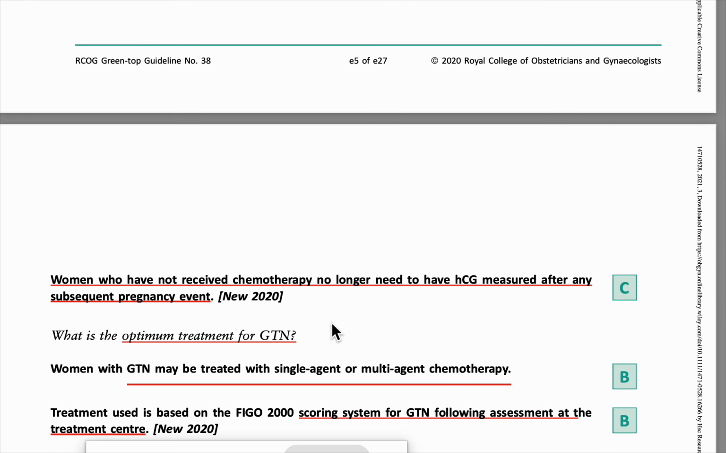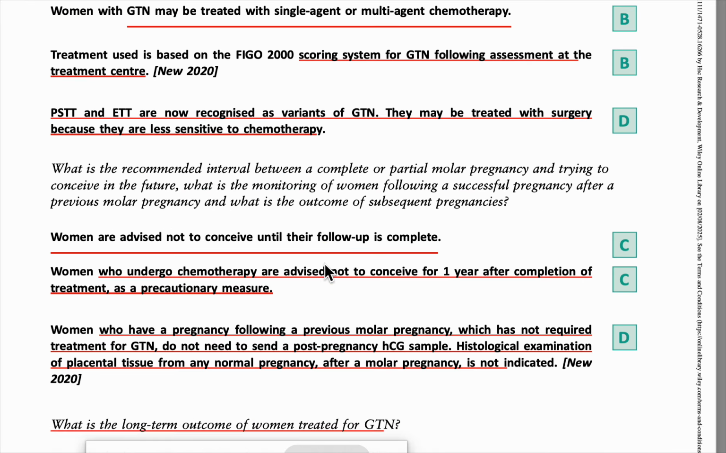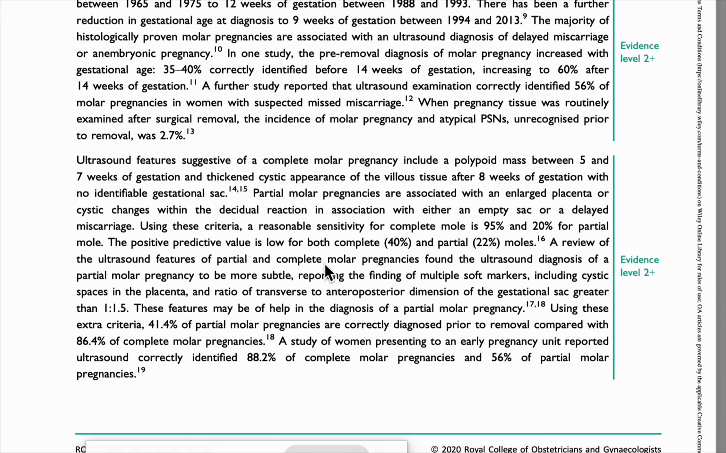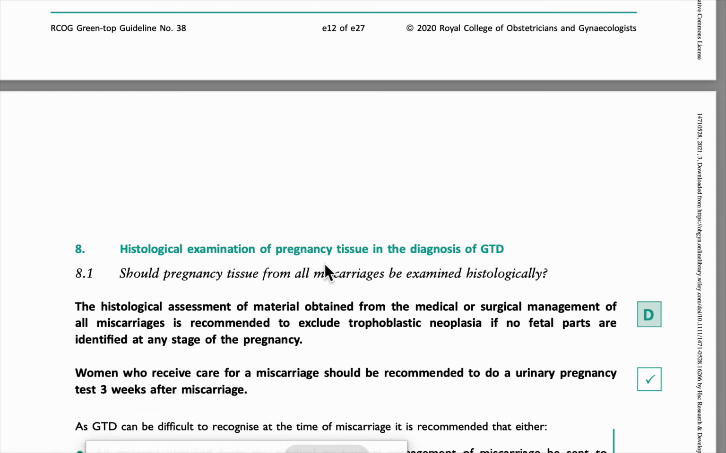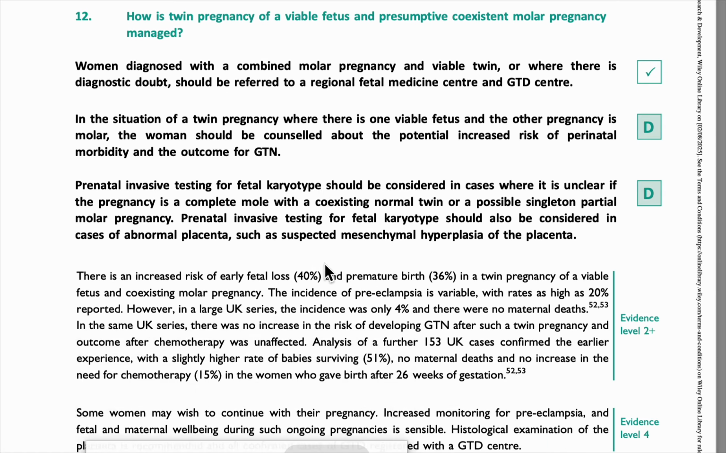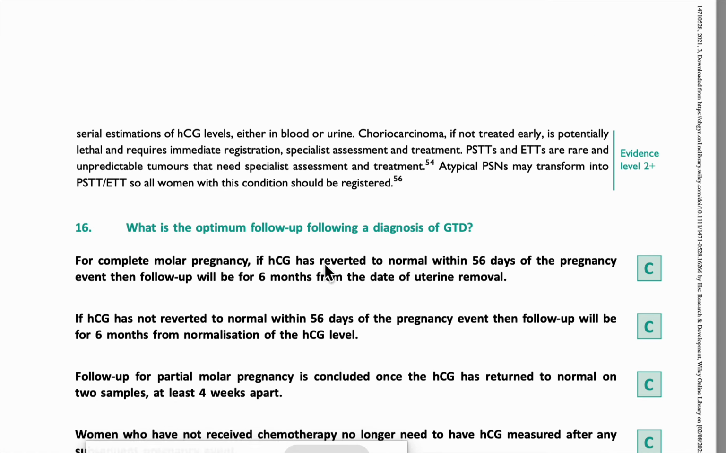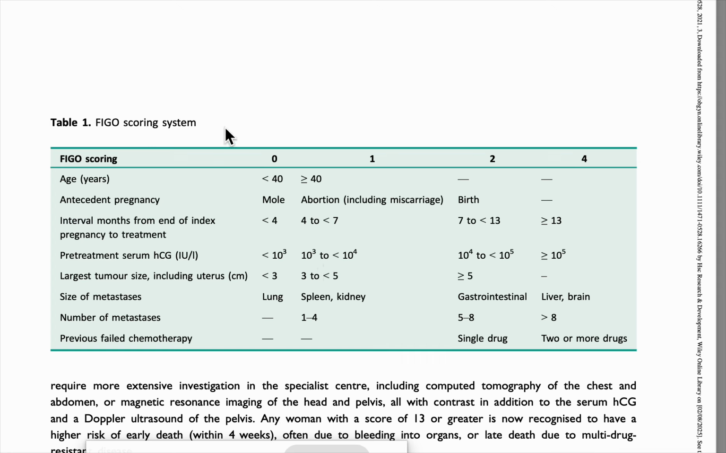Now the treatment of GTN. They are giving a score for GTN; there is a score table, and I will show you. This is the table. They are giving the score according to that table. You have to remember some words if you want to remember that. This is called the FIGO scoring system. I will try to put it on the group.